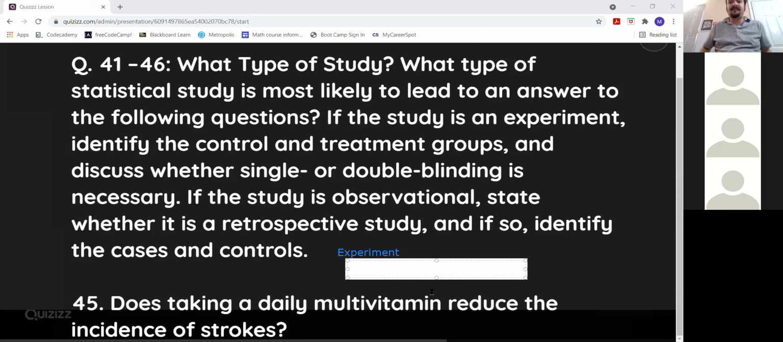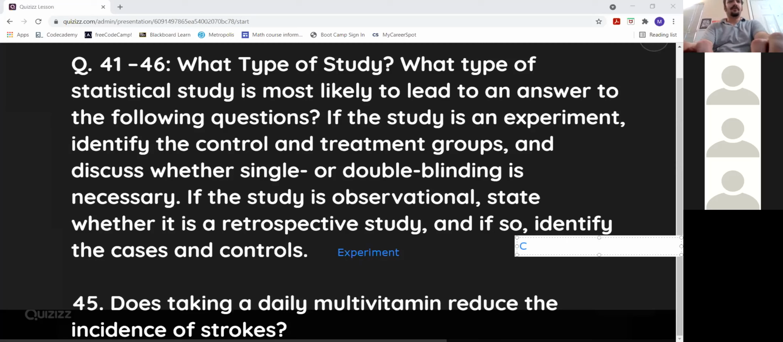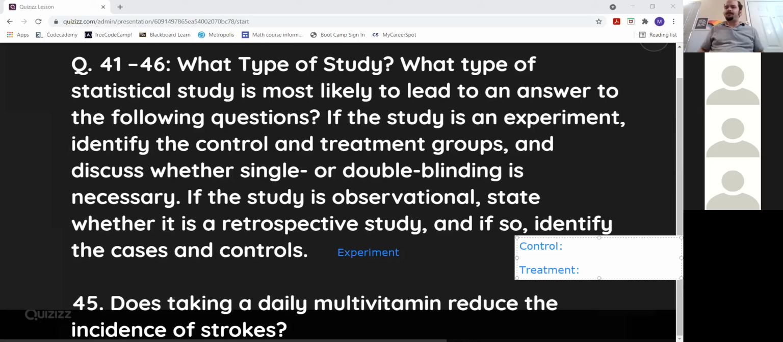And so if it's an experiment, we have what, a control? Is it control and case? What are the words they use? Control and treatment. Who's our control? Who's our treatment? How are we going to do that? These will be the people taking multivitamins. So we're going to get people to take multivitamins.